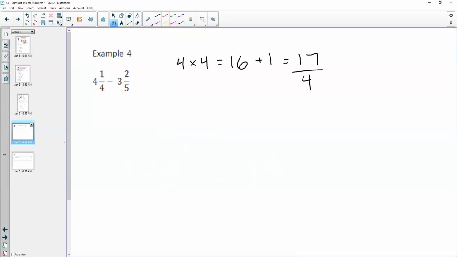Okay, now we can do the same thing for the second one. So 3 2/5. I'll multiply the whole number by the denominator. So 3 times 5 is equal to 15 plus the numerator, 2, is equal to 17 over 5. And we're just going to leave that denominator the same. Okay? Now that we have improper fractions, we can try to subtract them.